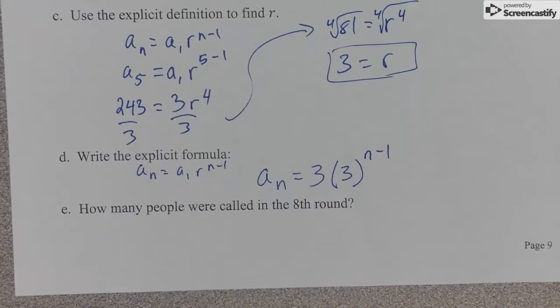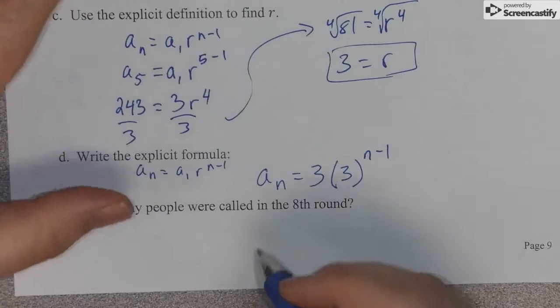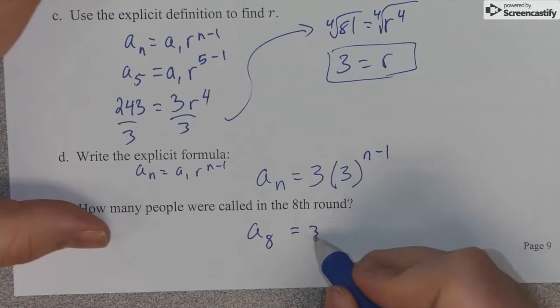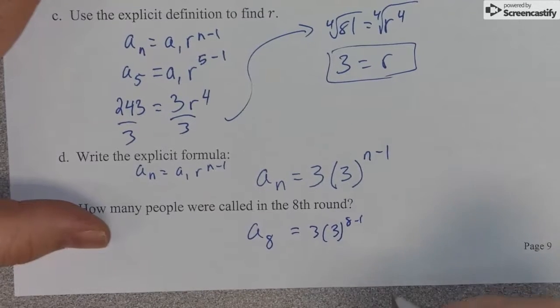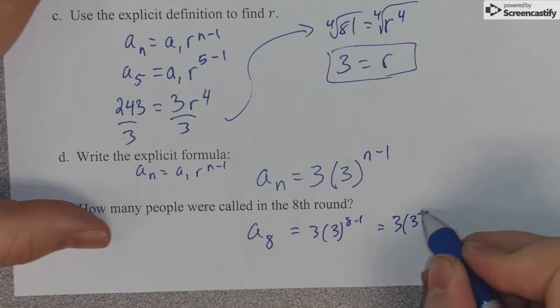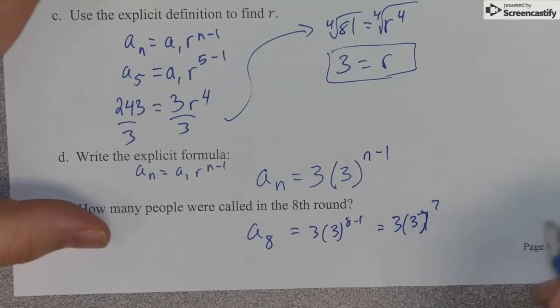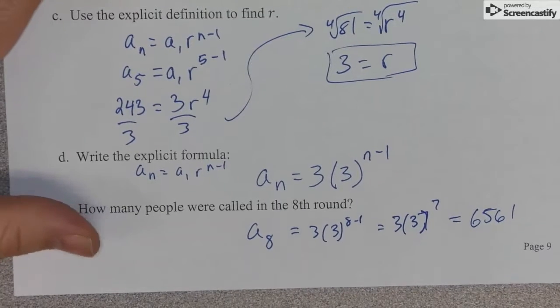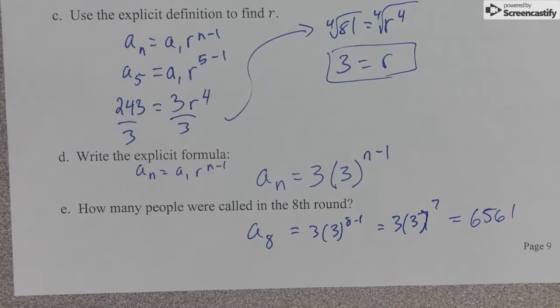In part E, how many people were called in the 8th round? So we're going to do A sub 8. This is going to be 3 times 3 to the 8 minus 1, which is just 3 times 3 to the 7. You can plug that in your calculator and you would get 6561. So 6,561 people were called in the 8th round.